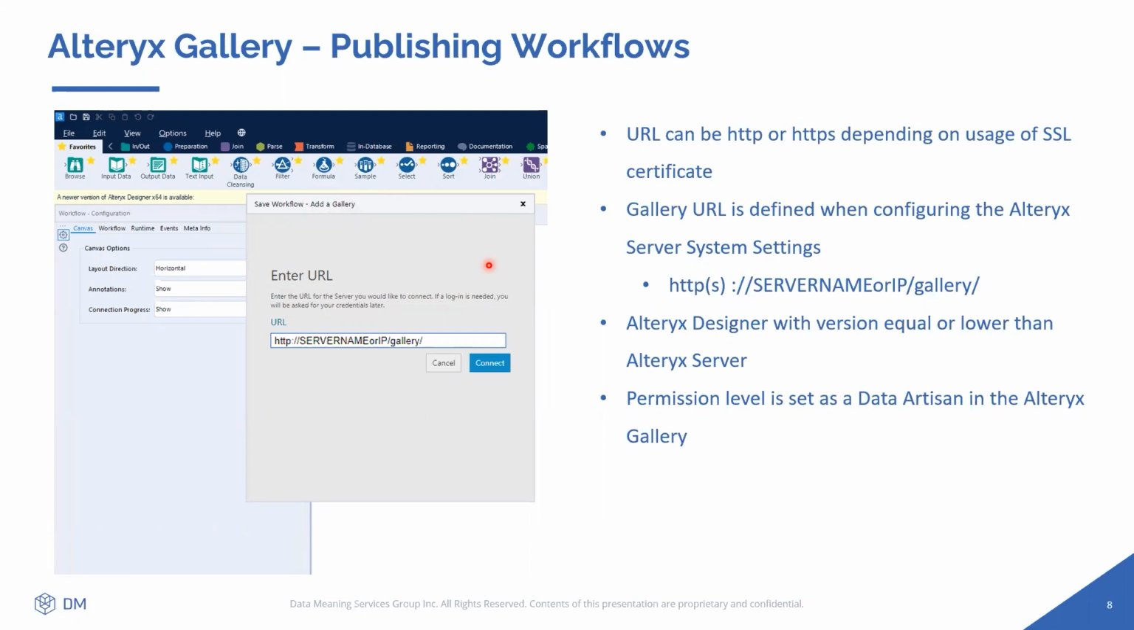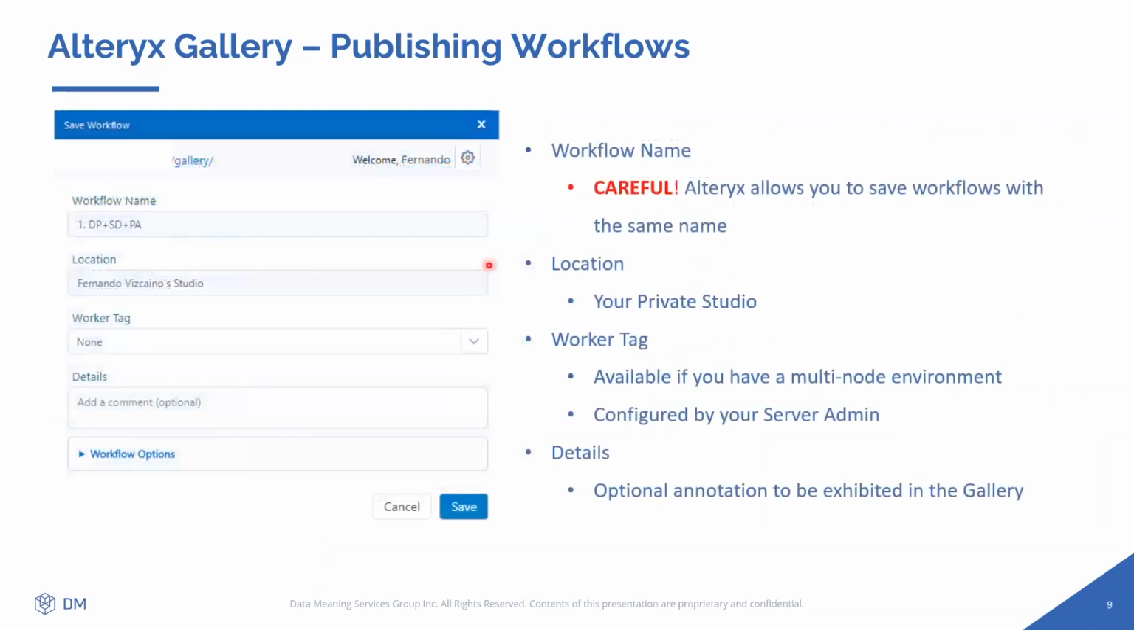But of course, after connecting, let's say we have a workflow already created. My workflow here is this one, DP plus SD plus PA. The first thing you need to keep in mind is that Alteryx allows you to save workflows with the same name. It's all based on a workflow ID. If you remember our last session, we were talking about the Gallery APIs, and you have an app ID related to your workflow. So you can have the same name but different app IDs.